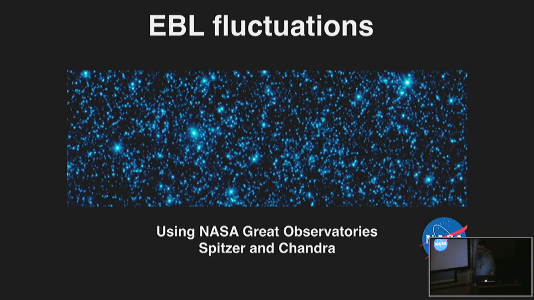A very powerful technique is to study the fluctuation of cosmic backgrounds. By knowing where we expect the emission of direct collapse black holes, we can go and search in these energy bands for their emission and their signature of the fluctuation. Here is an image from the EGS deep survey with Spitzer that we observed also with Chandra.